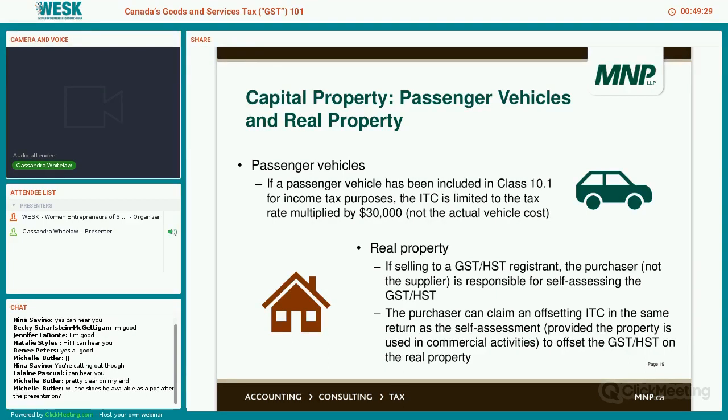So basically it's just to mitigate cash flow rather than you having to pay the GST up front and then claim the ITC on the next return. You can just deal with it all in one return.